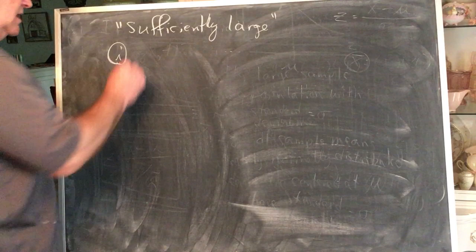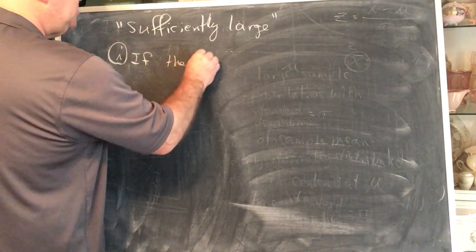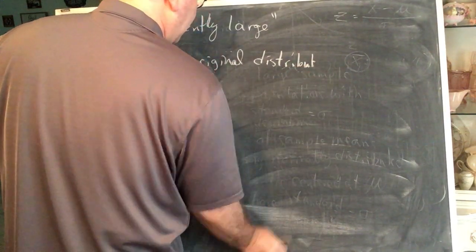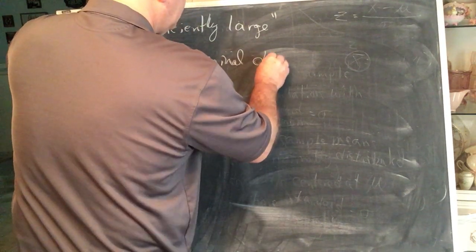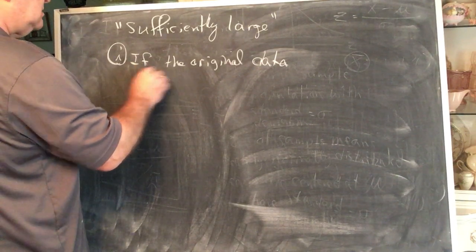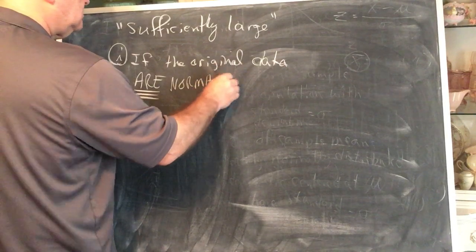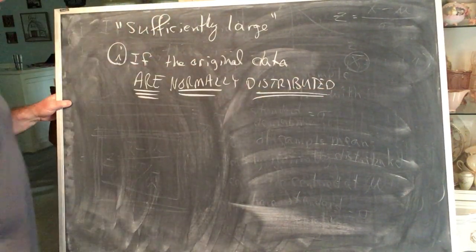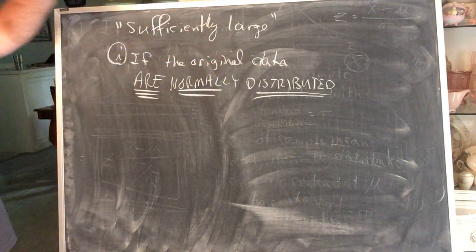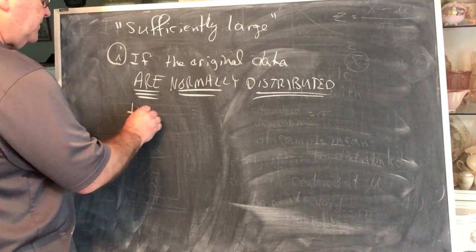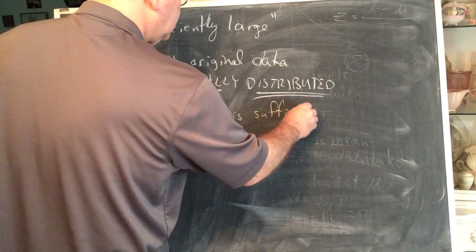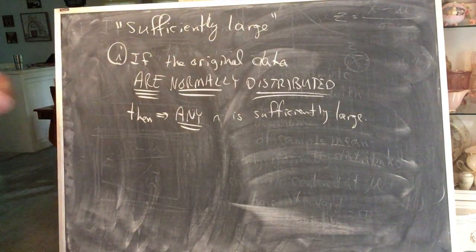In no particular order, one way is this. If the original population or data are normally distributed, if the original data set that you take the sample from, if the original population from which you draw the sample is known to be normally distributed, then any n is sufficiently large.